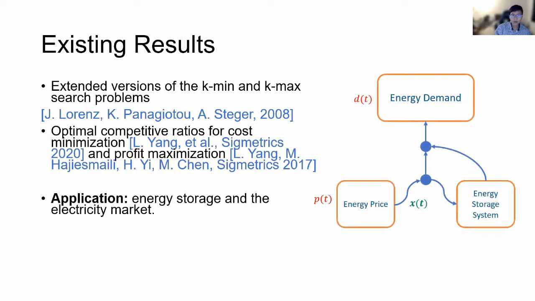A practical motivation for these problems is energy storage and the electricity market. In this diagram, a market participant must satisfy the energy demand D of t of a large-scale customer such as a data center. The electricity quantity X of t must be bought from the market at price P of t, or discharged from an energy storage system. In addition, any surplus of electricity can be stored for future use.